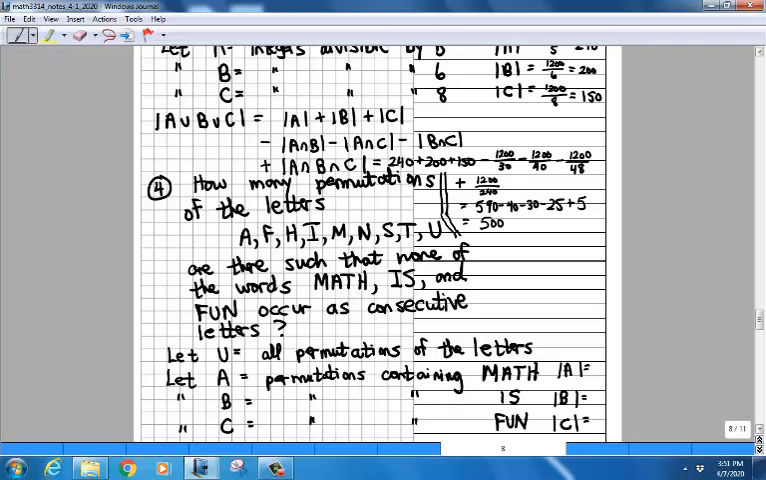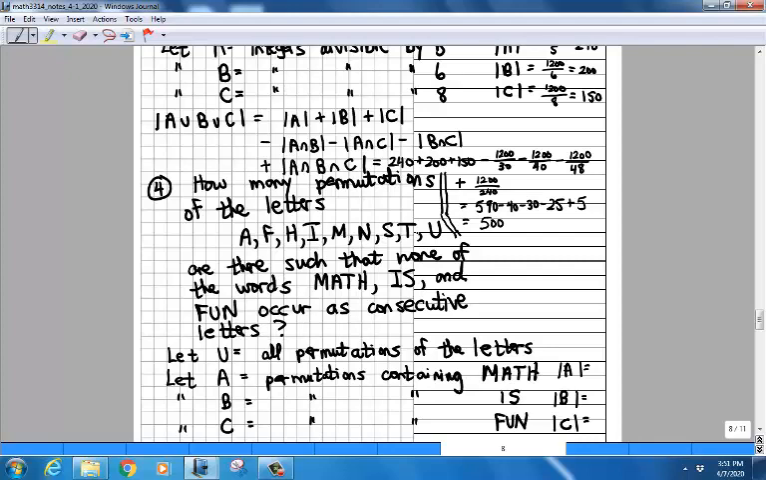So none of the words math, is, and fun occur as consecutive letters in the permutation. By the way, notice you can spell all of those words, math and is and fun, from the letters in this list. But we want to find permutations where none of those words is embedded in the permutation.